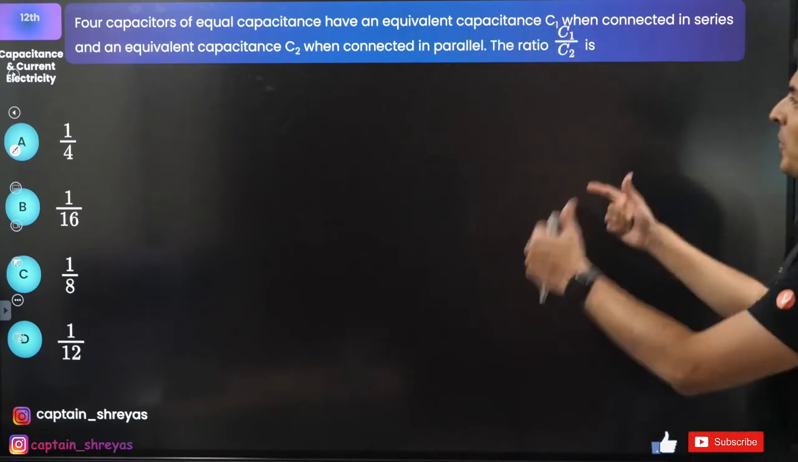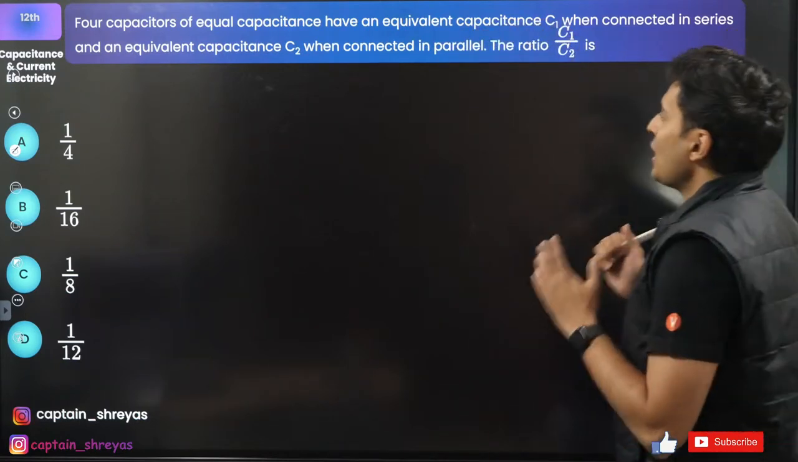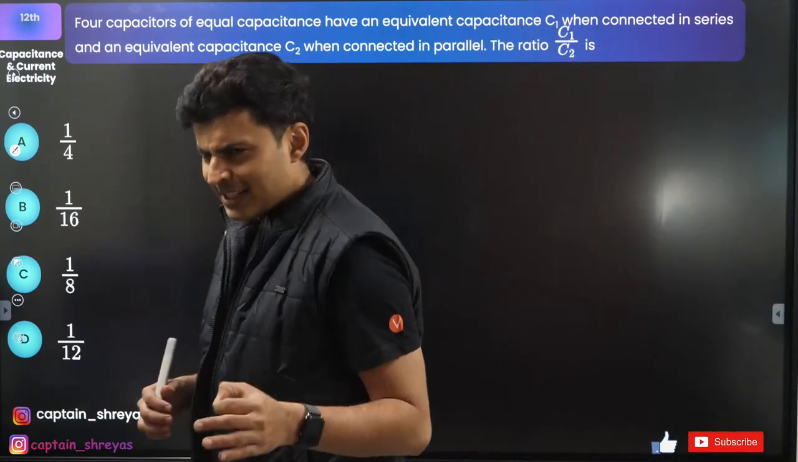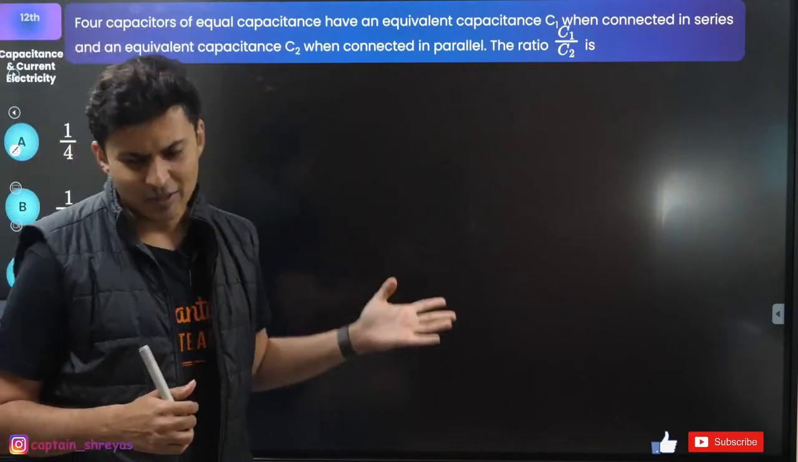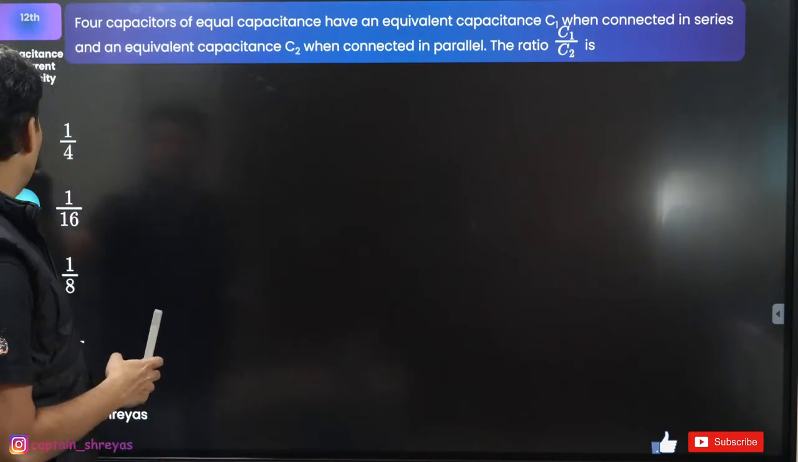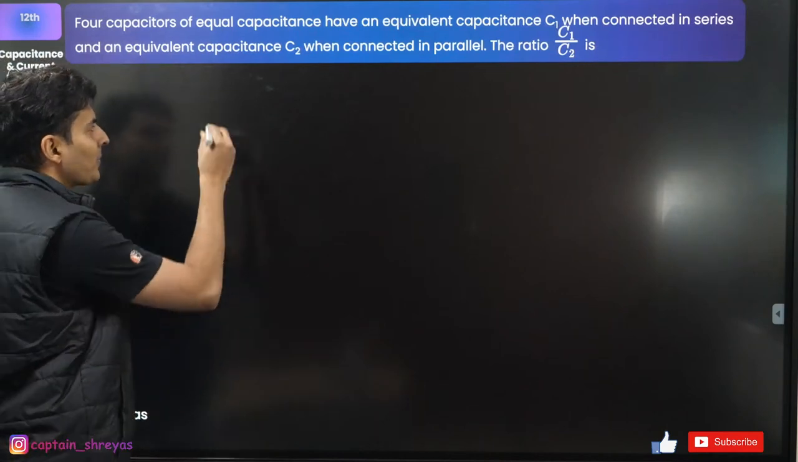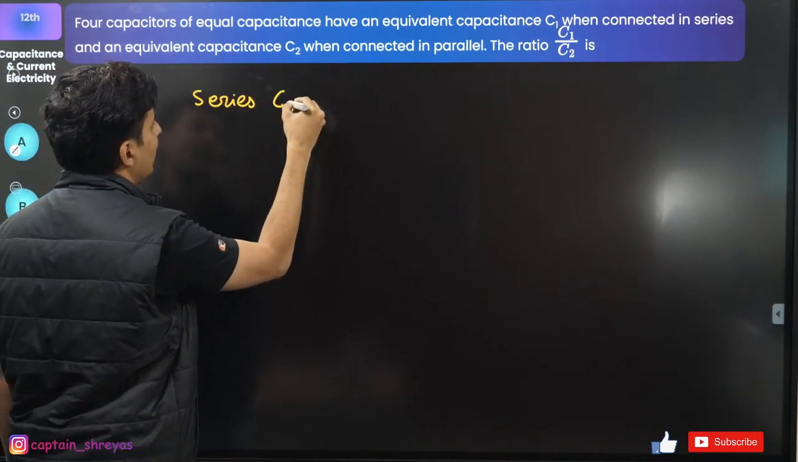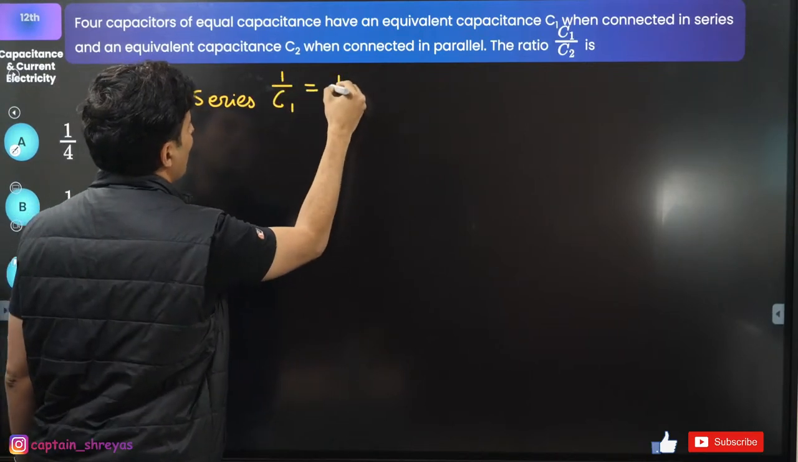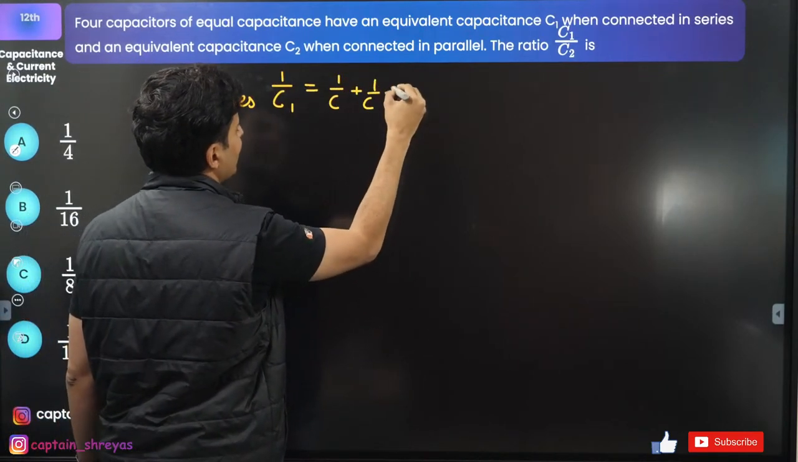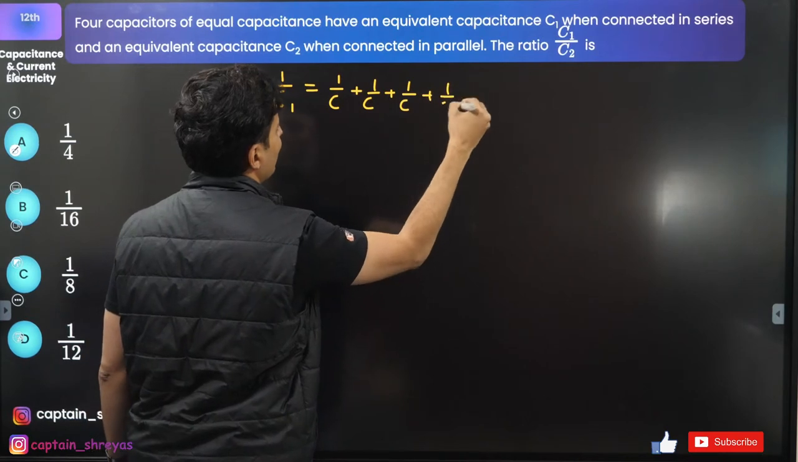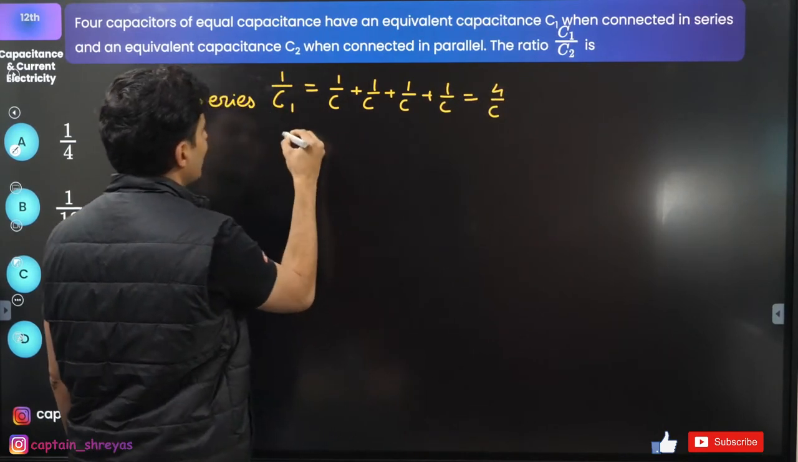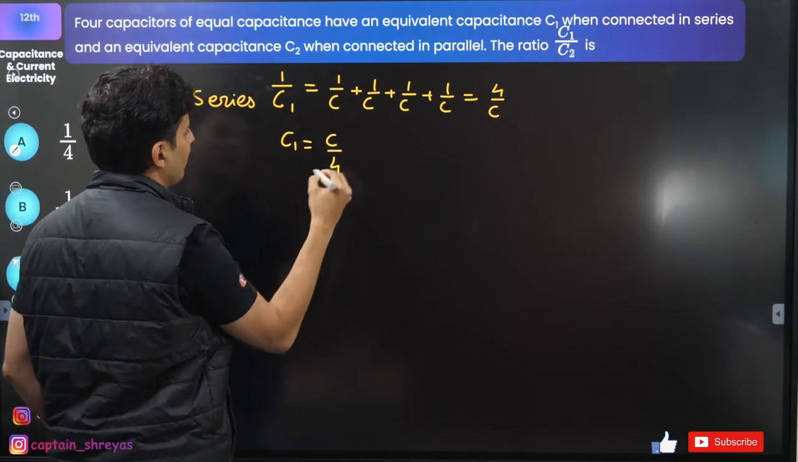Okay, so four capacitors, equivalent capacitance C1 when in series, and when in parallel C2. What do you think the ratio of the capacitances will be? When in series, the equivalent capacitance 1 by C1 will be 1 by C plus 1 by C plus 1 by C plus 1 by C, which is 4 by C. So C1 will be C by 4.